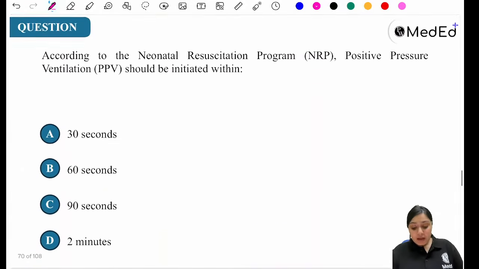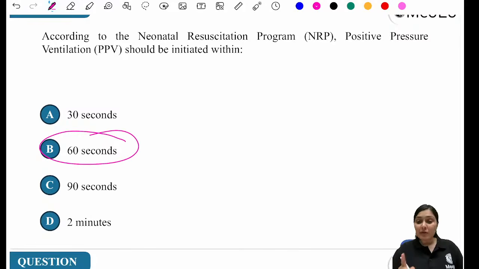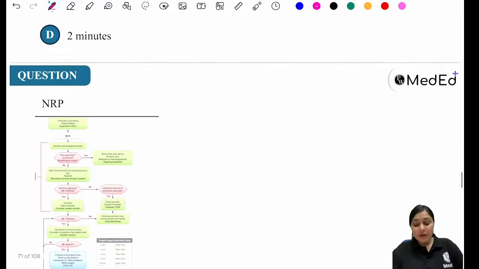Right? Now let's move to a very important topic, a very lengthy one too, NRP. So they're asking, according to the Neonatal Resuscitation Program, NRP, positive pressure ventilation PPV should be initiated within 30 seconds, 60 seconds, 90 seconds, 2 minutes. What is the correct answer? Age-old answer, golden 1 minute. What is that? 60 seconds, right? Golden 1 minute. So if a child needs PPV, it should be given within 1 minute of birth. So this is golden 1 minute.